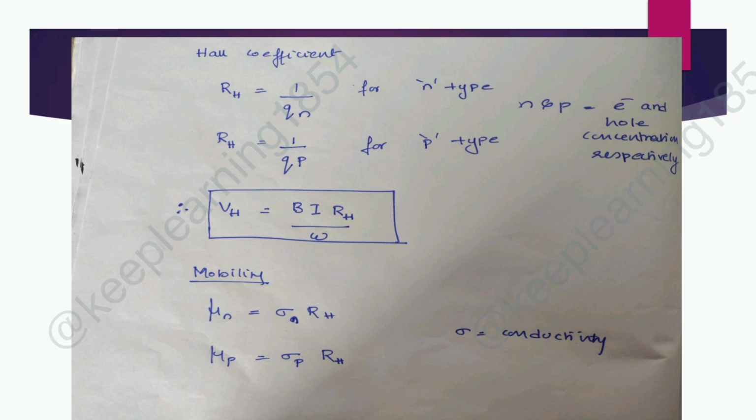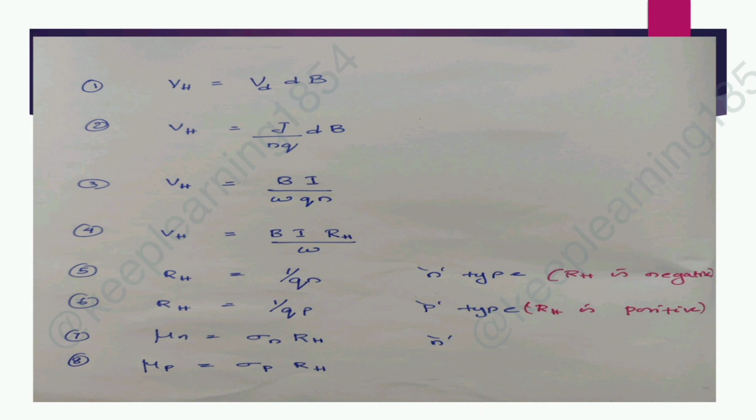Now the expression for mobility in terms of RH is given as mu n equal to sigma n into RH, where sigma n is the conductivity of electrons and RH is the Hall coefficient. Similarly for the P-type, it can be given as mu p equal to sigma p into RH. So these are the important mathematical expressions from the topic. We have summarized all the expressions that we have derived just now. You have to learn all these equations to do the mathematical problems from this section, and this is a very important topic which is frequently repeated in the university exams. So make sure you learn all these by heart.